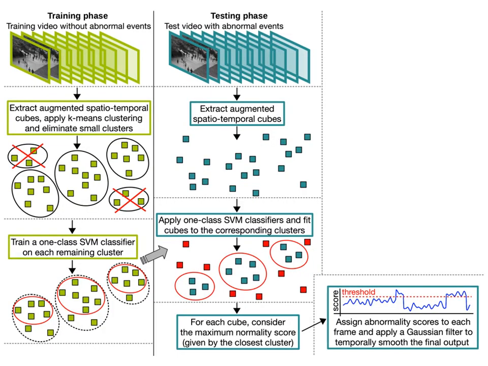This figure illustrates our pipeline. During training, we apply a two-stage outlier detection algorithm based on k-means and one-class SVM. We eliminate the smaller k-means clusters as outliers, and for each remaining cluster, we shrink the borders using one-class SVM. During inference, we label a test sample as abnormal if its maximum normality score among the scores provided by the trained one-class SVM models is negative.